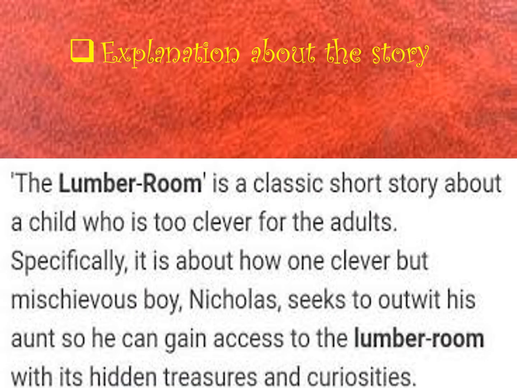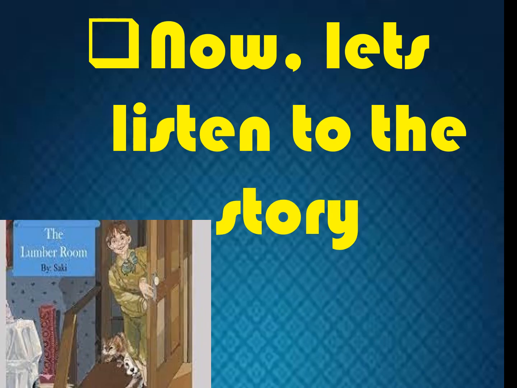Explanation about the story. The Lumber Room is a classic short story about a child who is too clever for the adults. Specifically, it is about how one clever but mysterious boy, Nicholas, seeks to outwit his aunt so he can gain access to the lumber room with its hidden treasure and curiosities. Now let's listen to the story.